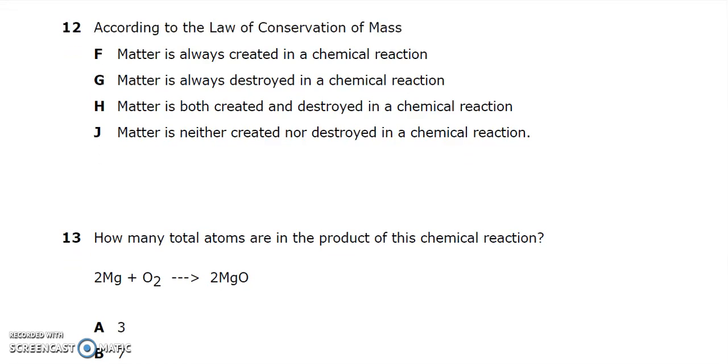Number 12. According to the law of conservation of mass, F. Matter is always created in a chemical reaction. G. Matter is always destroyed in a chemical reaction. H. Matter is both created and destroyed in a chemical reaction. Or J. Matter is neither created nor destroyed in a chemical reaction.